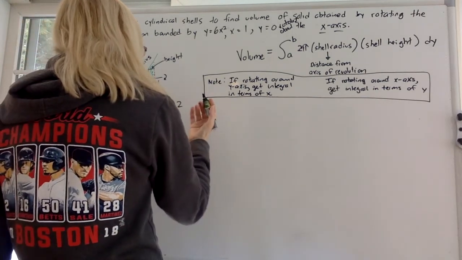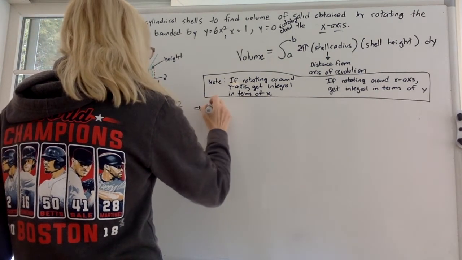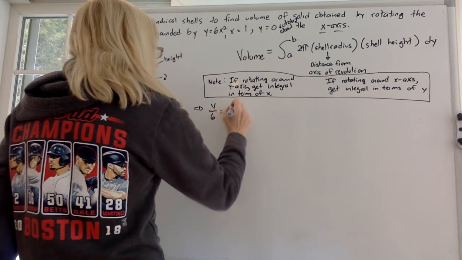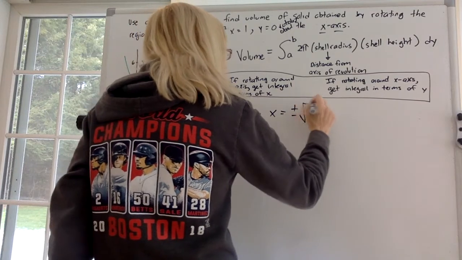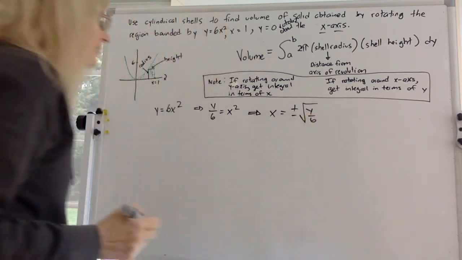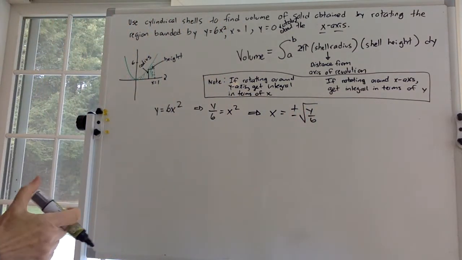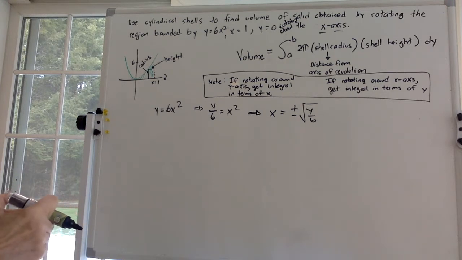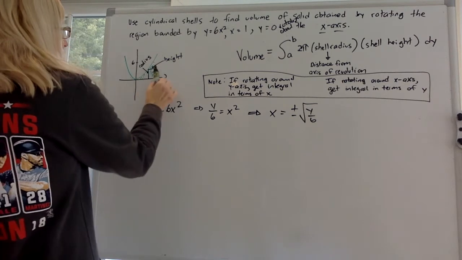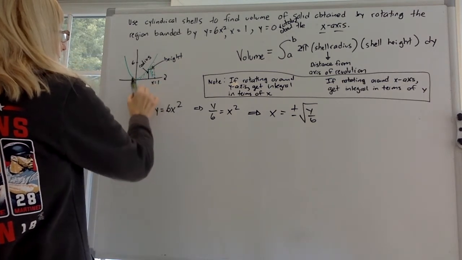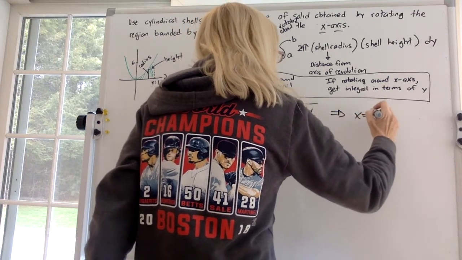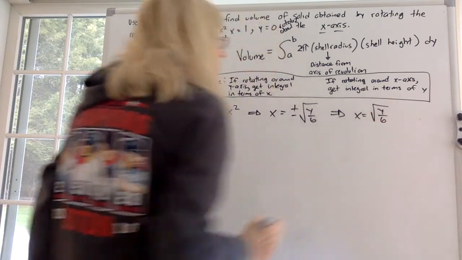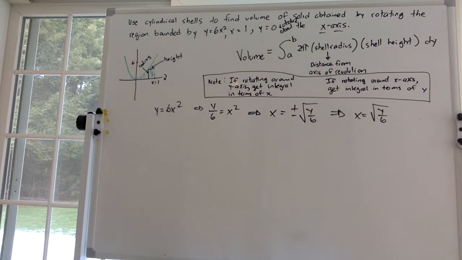We want to get x all by itself. So I think the first thing we'll do is divide by 6, and then take the square root. So what do you get? We get x is equal to plus or minus the square root of y over 6. We're on this side of the origin, so I think we're going to just have to use the positive one. Okay.